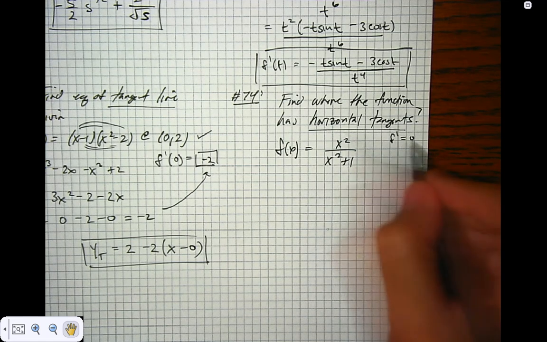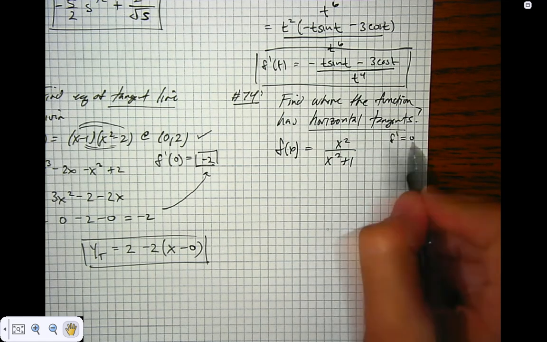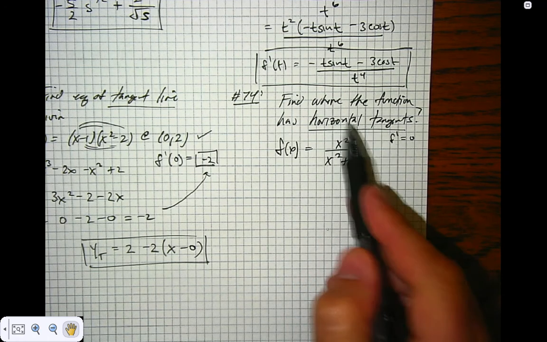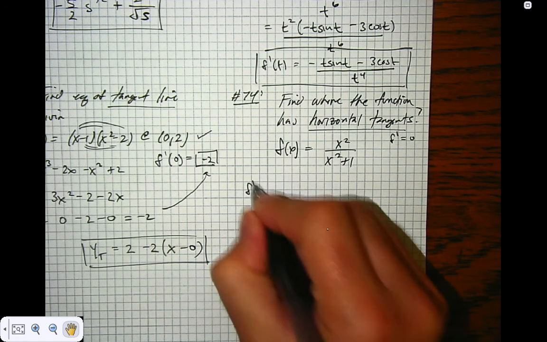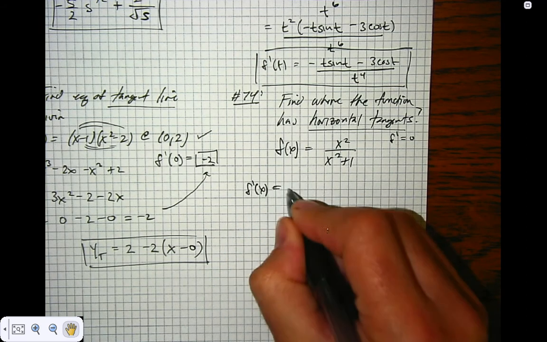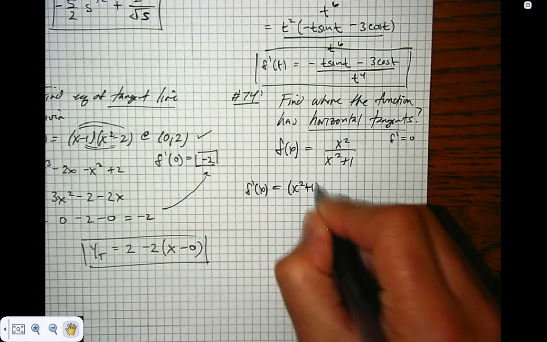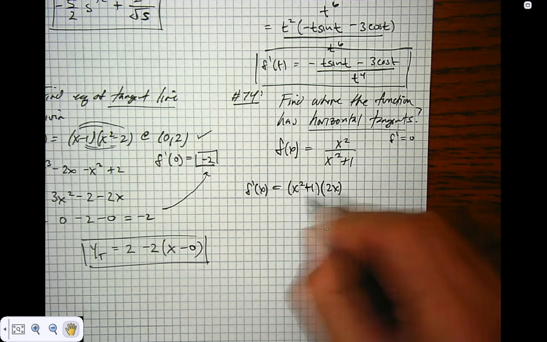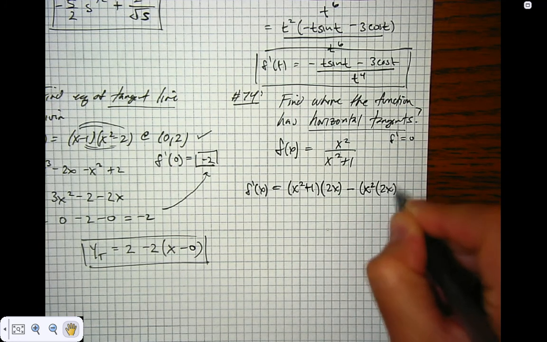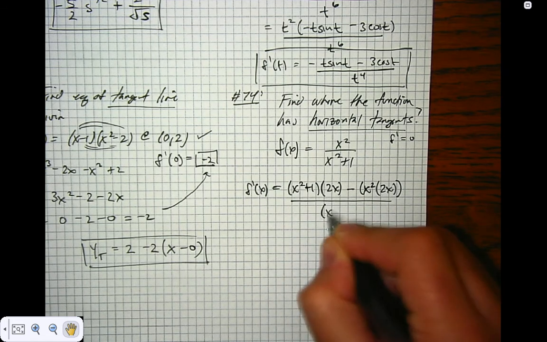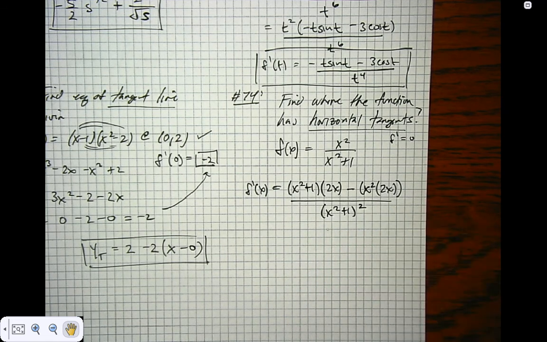So this is what you're supposed to do. Find where f prime is 0. That's a mathematical translation of that question. So let's first find f prime. So f prime is low, x squared plus 1, d high, which is 2x, low d high, minus high, d low, all over quantity low squared.